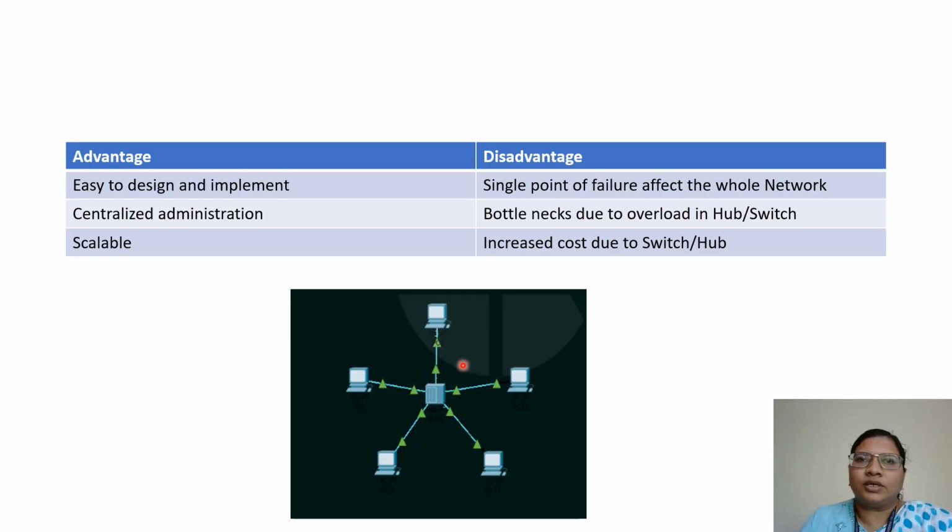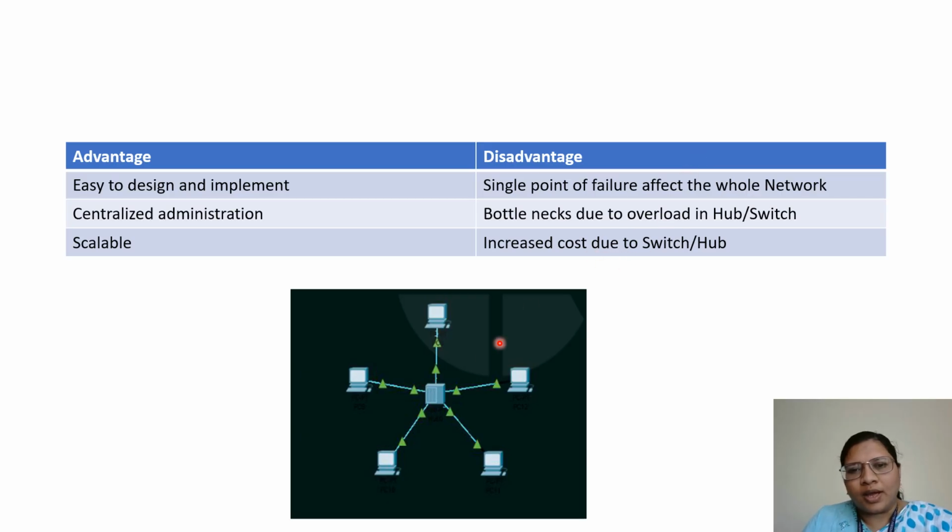When I was connecting a single computer, however the performance was, the same should be there when I connect 5 computers in the same place. So that is scalable. Now we can see the disadvantages of the star topology. The disadvantage here is a single point of failure.